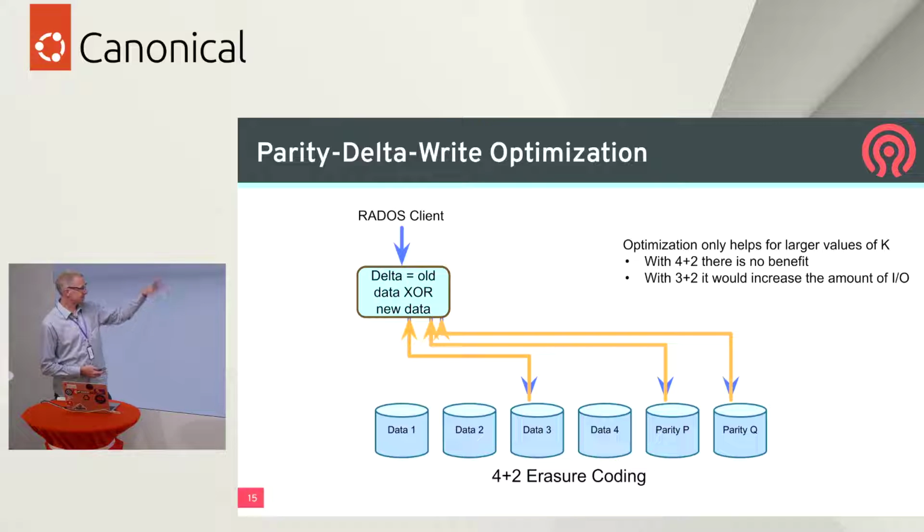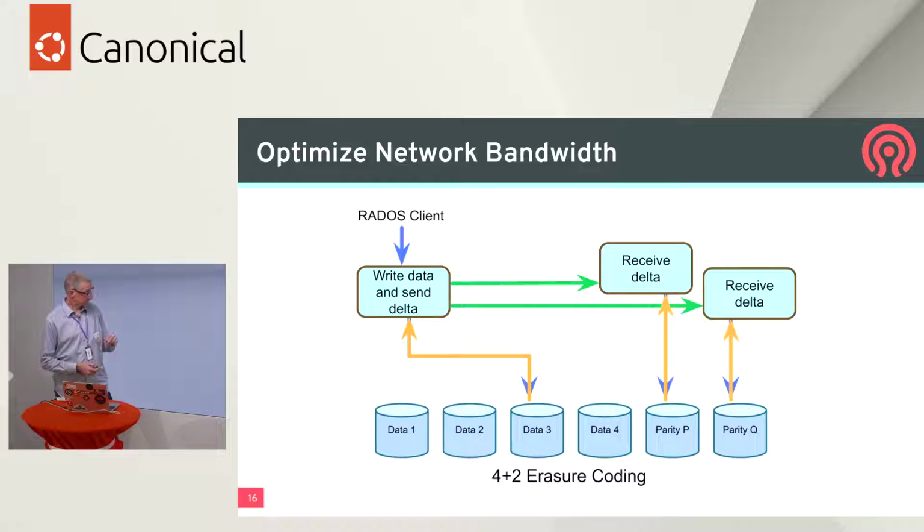So we see, we're still sending the write IO to the primary OSD, and we've still got those kind of horizontal arrows, and so we're still consuming network bandwidth between the OSDs. One of the nice things with the parity delta write is we can actually start to distribute this process. So we can actually read the old data, XOR it with the new data on the primary OSD.